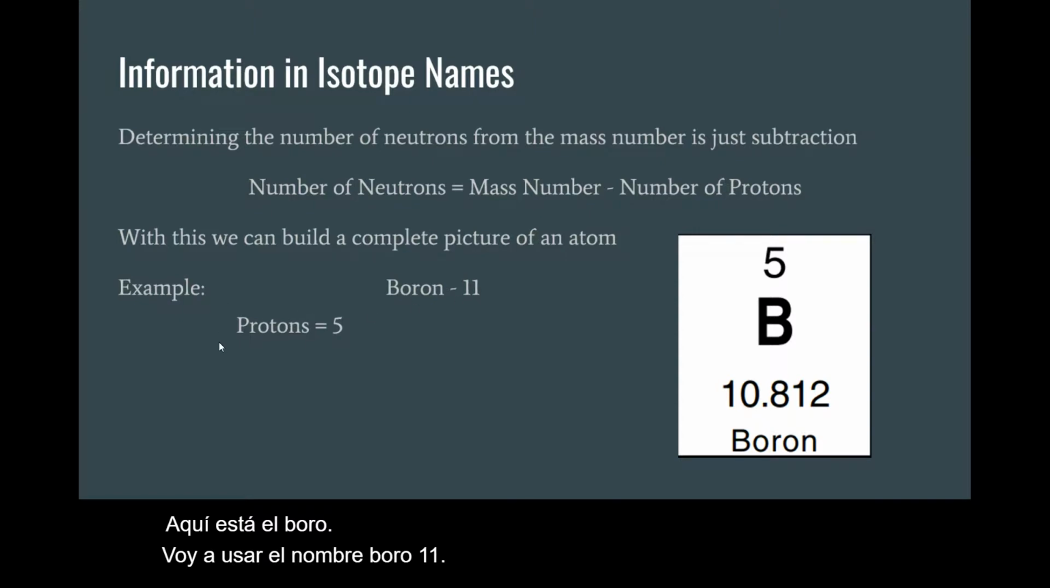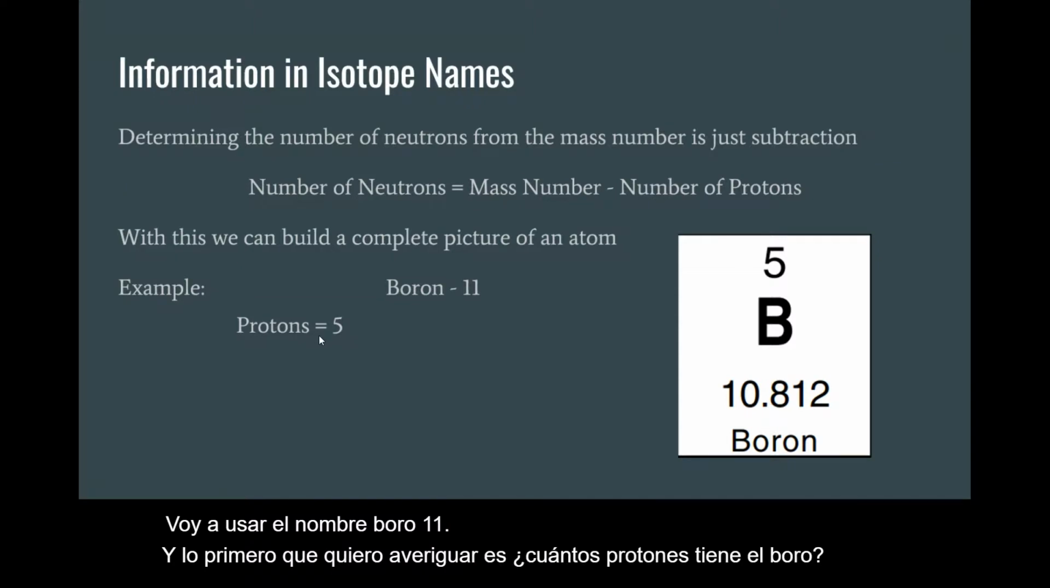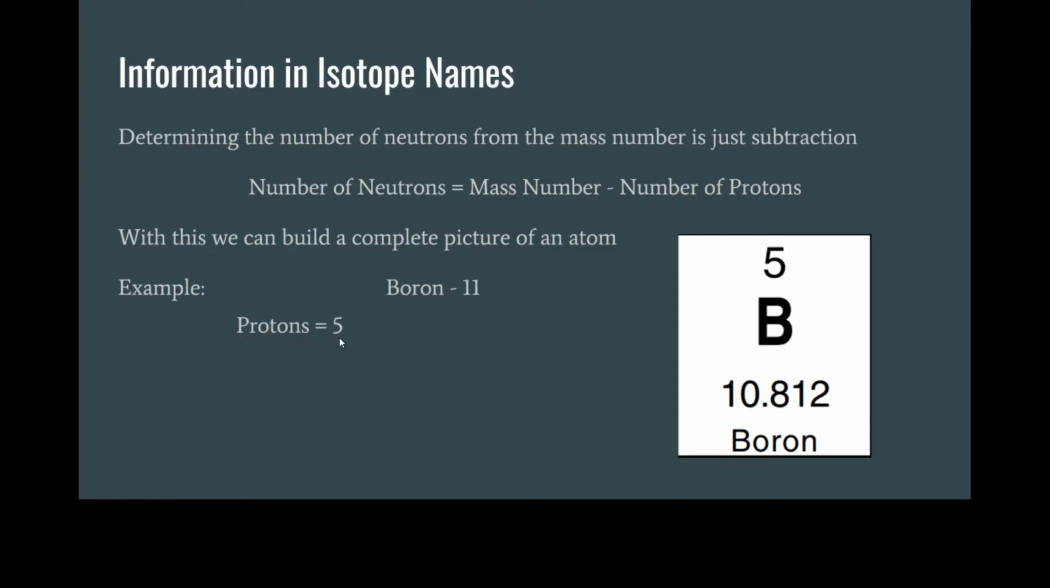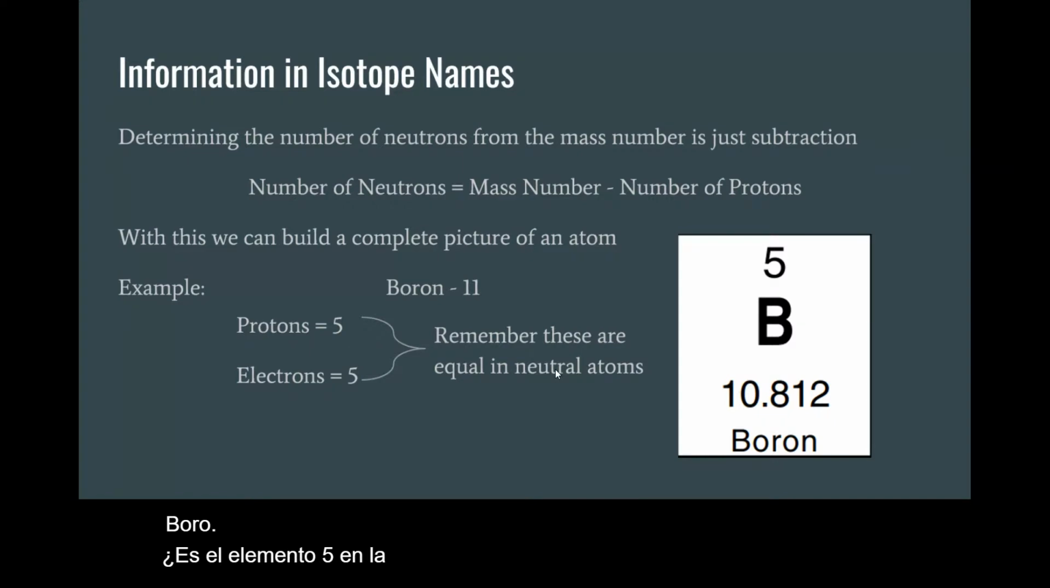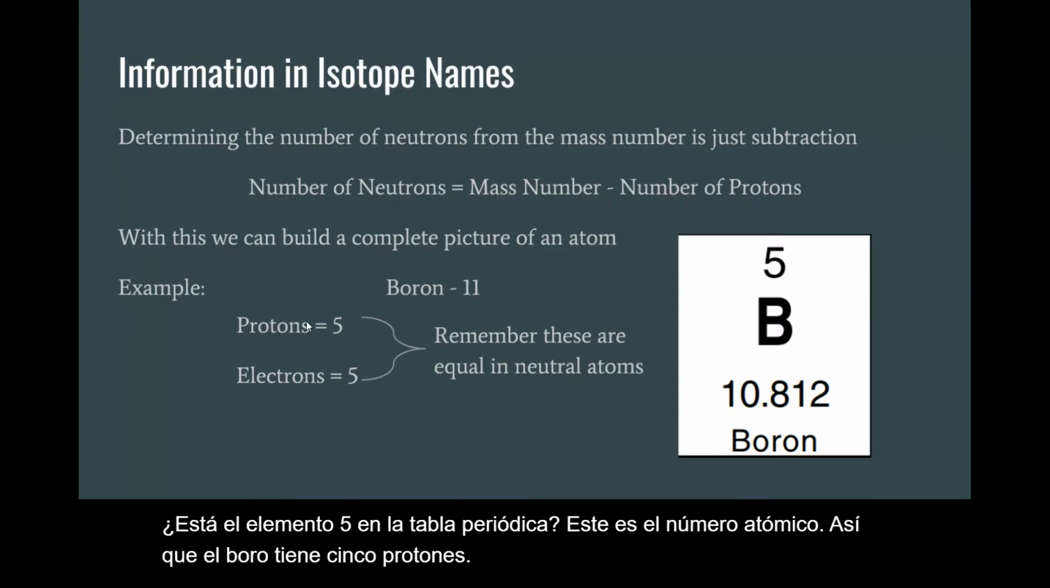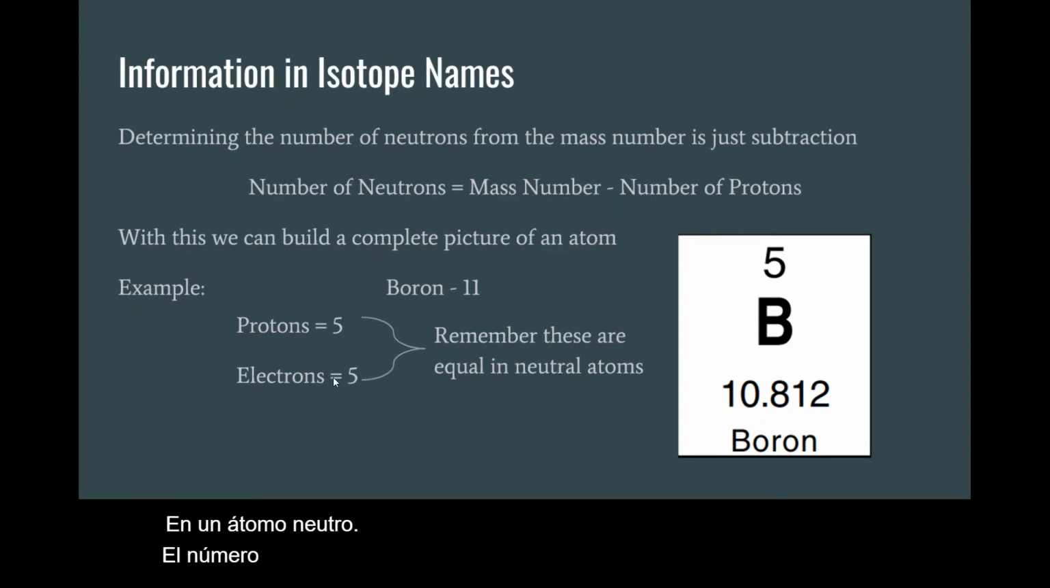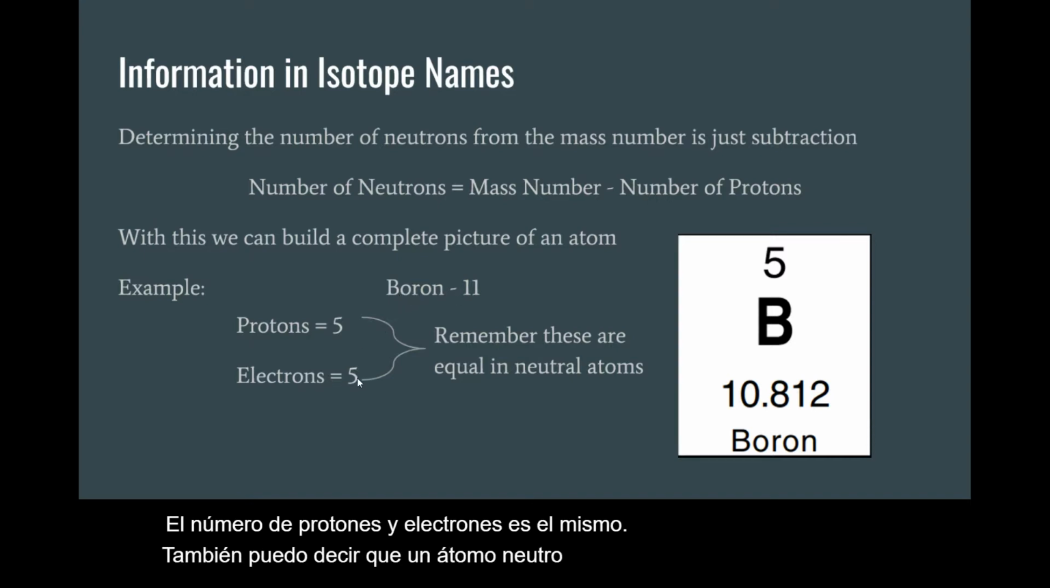And the first thing I want to figure out is how many protons does boron have? Well, boron is element 5 on the periodic table. This is the atomic number. So boron has 5 protons. Now, because in a neutral atom, the number of protons and electrons are the same, I can also say that a neutral atom of boron 11 has 5 electrons.